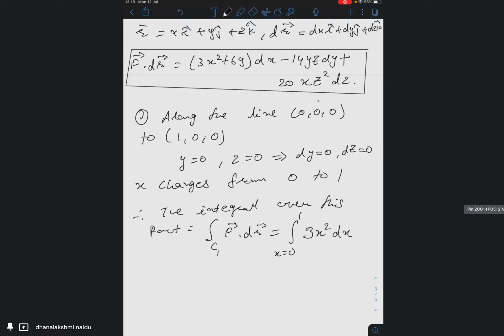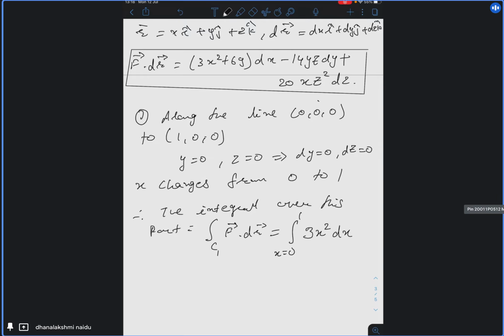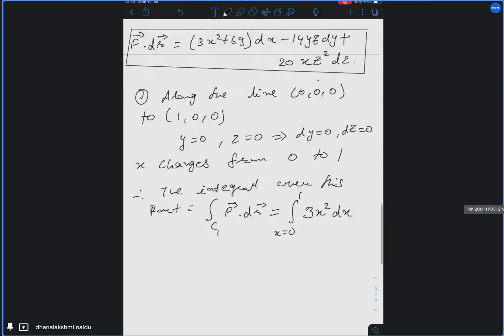(3x square plus 6y) dx. Only this much part you will be left with because y value is 0. Then the next part, dy is 0, y is 0, z is 0. Again the last term, dz is 0, z is 0. So you are left with only 3x square dx. So this you need to integrate. On integration you will get x cube by 3, the 3s cancel, from 0 to 1. So the result is 1 only.